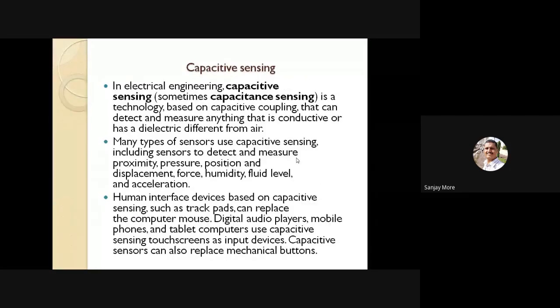Then the next point is capacitive sensing, or capacitive sensors. Give the heading capacitive sensors or capacitive sensing.